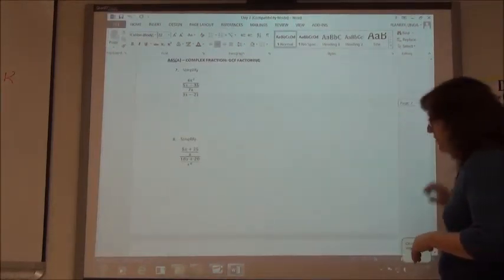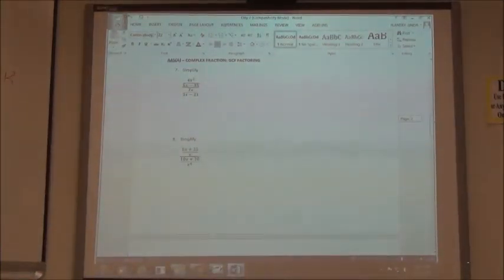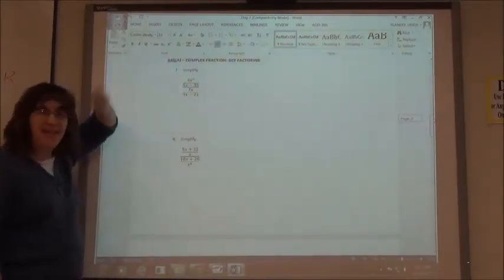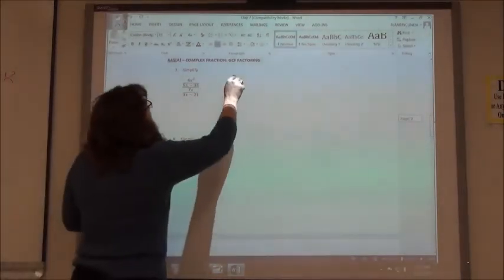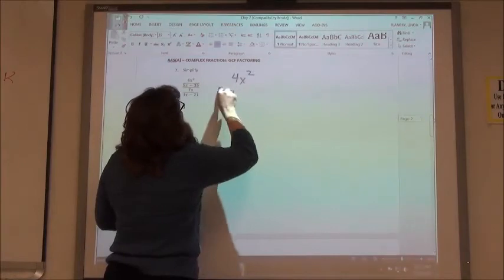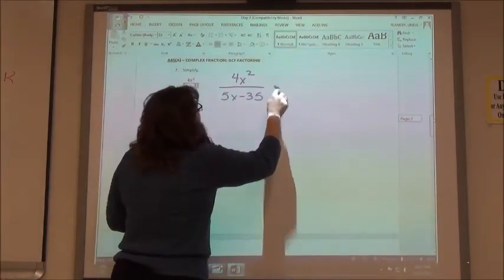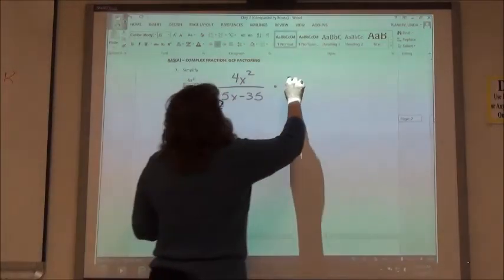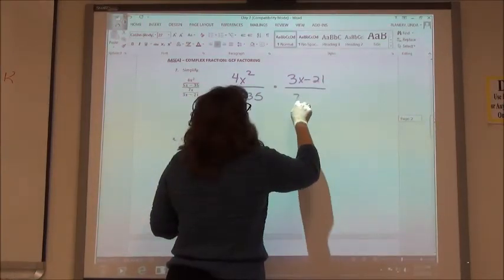Number 7. Charlene likes factoring a lot, so we're going to do some more factoring. Trying to still get across that this just means this divided by this. So when we rewrite it, we're going to rewrite it as multiplying. So I'm going to have the 4x squared over the 5x minus 35 times the reciprocal of the bottom. So the 3x minus 21 over 7x.